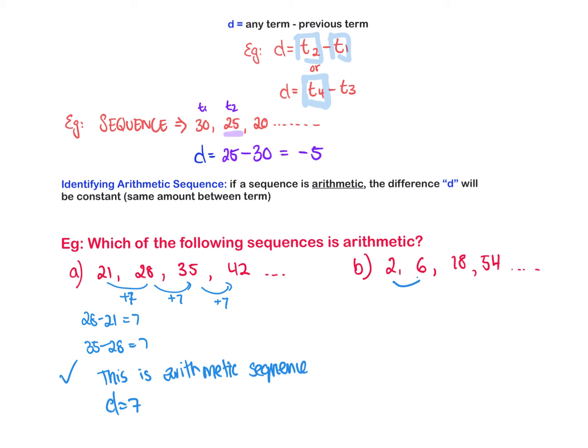All right, so if I look here, this one, if I do 6 minus 2, I get 4. And if I do 18 minus 6, I get 12. So this one is not an arithmetic sequence because the common difference is not the same. So at the moment, we're just going to say this one is not an arithmetic sequence. We'll learn a bit later what that one is. But yeah, so at the moment, we'll just say no.